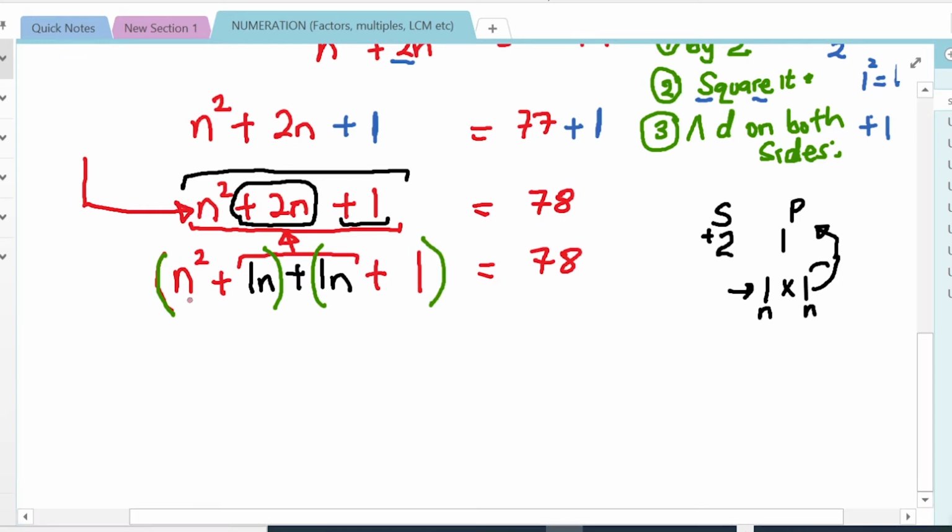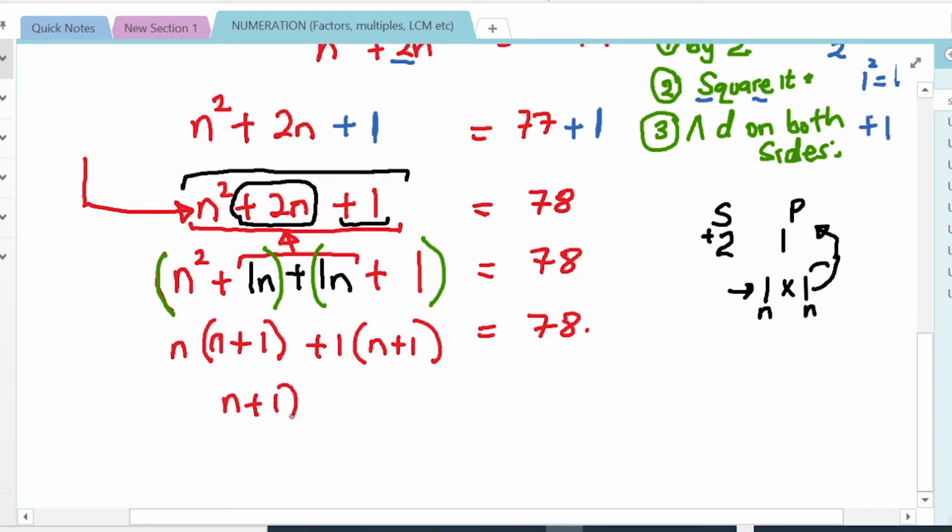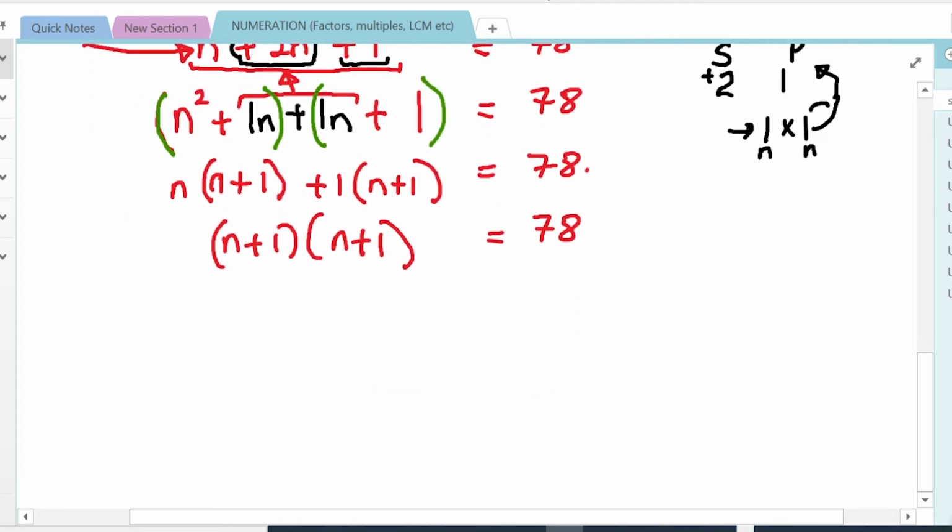So we continue. That is going to become n squared plus n, put n outside the brackets into n plus 1, plus 1 into n plus 1, is equal to 78. So this is going to become n plus 1 outside the brackets into n plus 1, giving us 78. Then from there, we shall have n plus 1 squared is equal to 78.